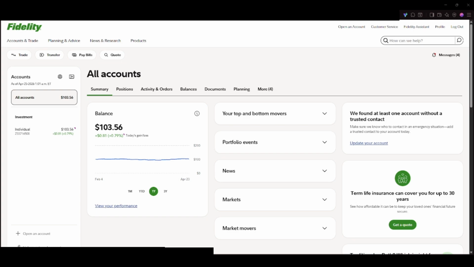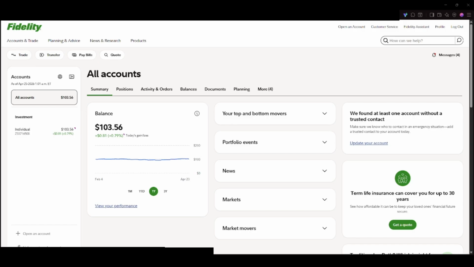Welcome to this tutorial on how to do Fidelity after-hours trading. After-hours trading allows you to buy and sell stocks outside of normal trading hours, giving you the chance to react to news or events that occur after the market closes. It is important to understand how it works and what you need to do to participate.